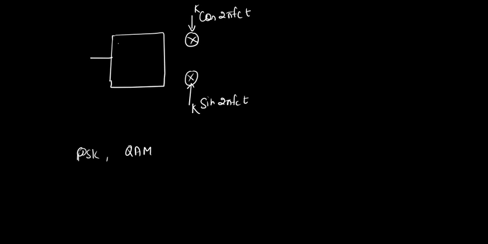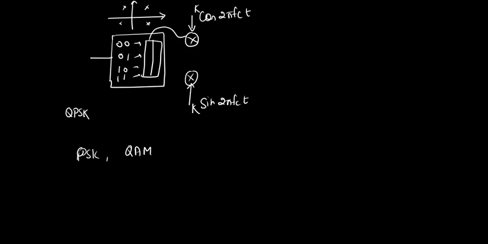For example, QPSK, how many bits will you take? 2 bits at a time. You will map it to the constellation points and accordingly you will transmit, right? This point is clear, correct? This is the transmitter part. Please ask if you have any doubt.